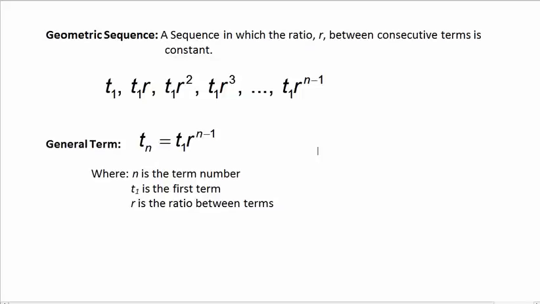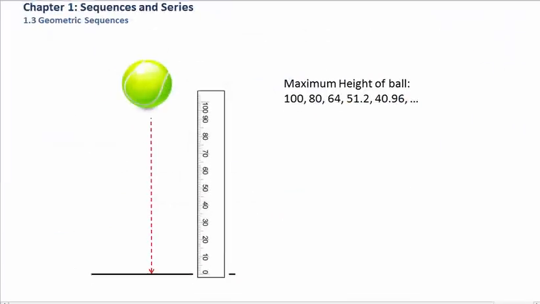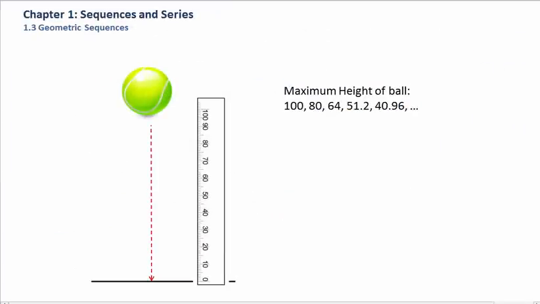To find the ratio between the terms, what you do is simply take any term and divide it by the preceding term. If you go back to the bouncing ball example, you'll see that taking any term and dividing it by the previous one will always give an answer of 0.8. 80 divided by 100, 64 divided by 80, and so on.